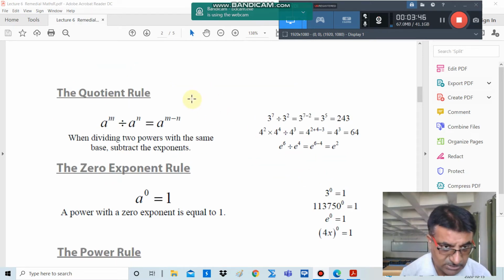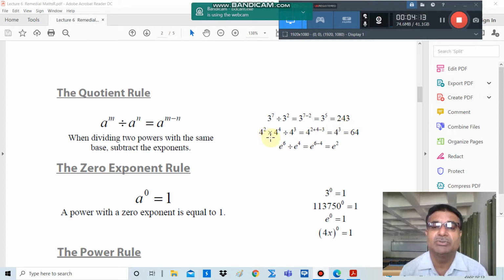Now the quotient rule. a to the power m divided by a to the power n can be written as a to the power m minus n. That is, the powers are subtracted. These are examples. 3 to the power 7 divided by 3 to the power 2 is equal to 3 to the power 7 minus 2, that is 3 to the power 5, which yields 243.